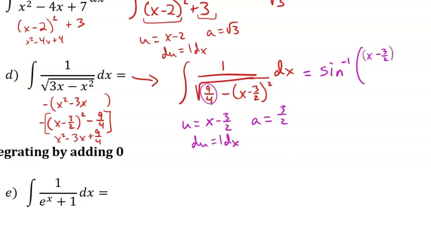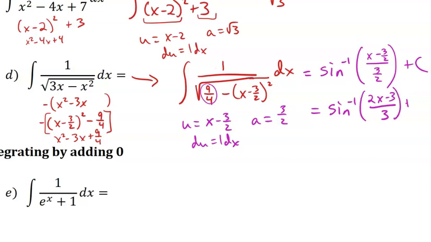Over 3 halves. I'm going to clean that up. Plus c, which is sine inverse of, multiplying the top and bottom by 2, I get 2x minus 3 over 3, plus c.